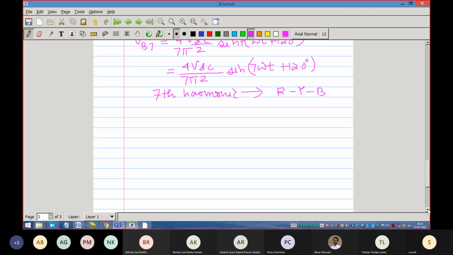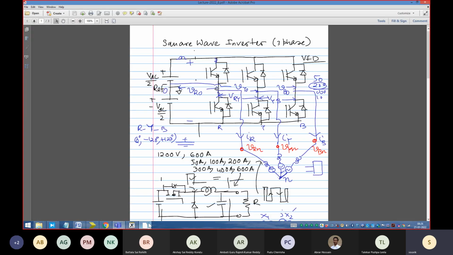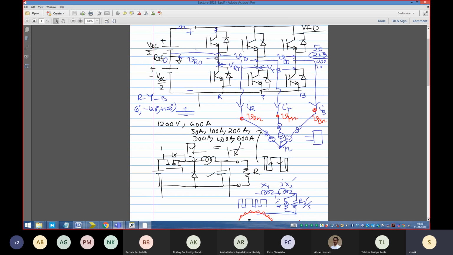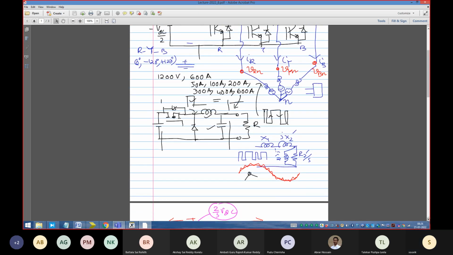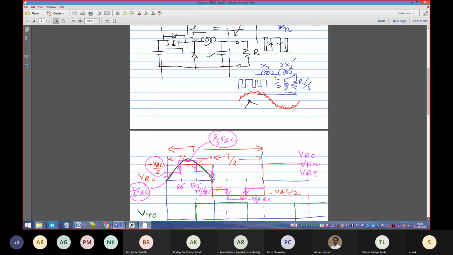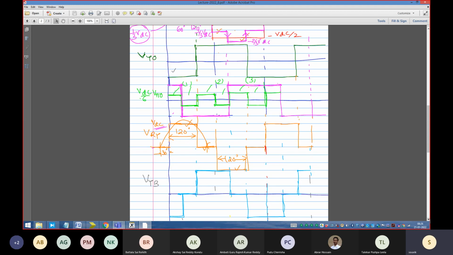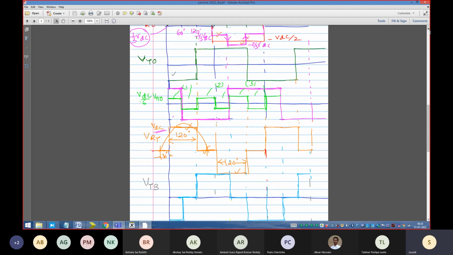Now what happens when we go to the phase sequence of line to line voltage? So that is what we'll discuss now. Look at the line to line voltage one more time. Here we had sketched the line to line voltage. You remember the line to line voltage.